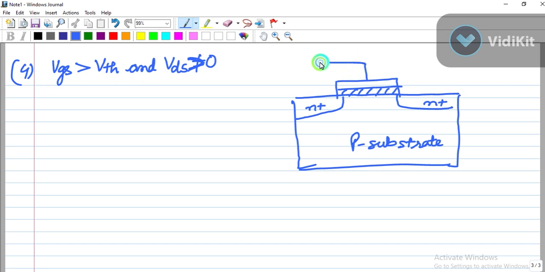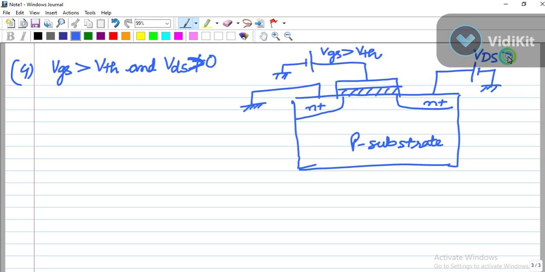Okay, so this is VGS, which is greater than VTH, and this is the source voltage. We can keep it 0, and this one is VDS, so VDS is greater than 0. Now because of this gate voltage, some positive charge will come here, and because of this, some free electron charge carriers will be created in the channel. Okay, this is called the channel.